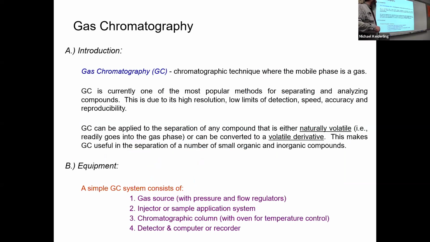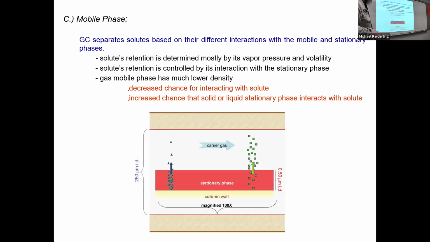You have a gas source, an injector, a column, and a detector. It separates solutes based on their different interactions with the mobile and stationary phase. Its retention is determined mostly by vapor pressure and volatility, and controlled by its interaction with the stationary phase. The mobile phase basically does not interact with the substance. So it's all about the interaction with the stationary phase, and the mobile phase is just a neutral gas carrying things, which is why it's often a gas that really doesn't react with anything.